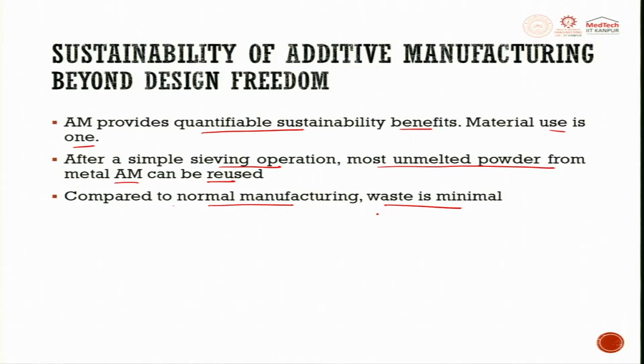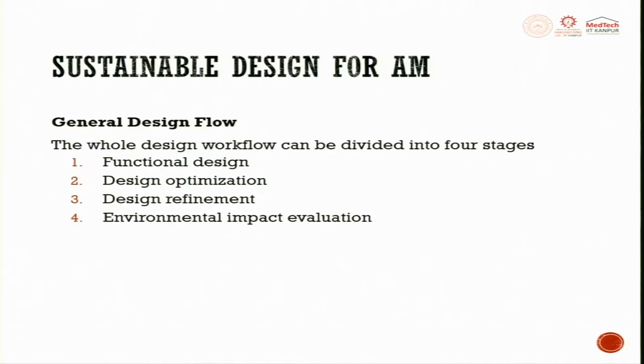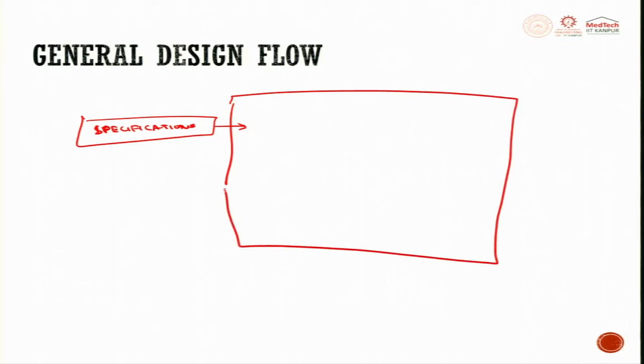So there is a general flow for the design of additive manufacturing. The whole design workflow can be divided into four major stages. It is the functional stage, design optimization, design refinement, environmental effect evaluation. If I try to see these stages, how does it go? So we have the specifications as the input. Right? This is a general flow. Or we have design requirements or specifications. These go as an input to my manufacturing system or my design system.